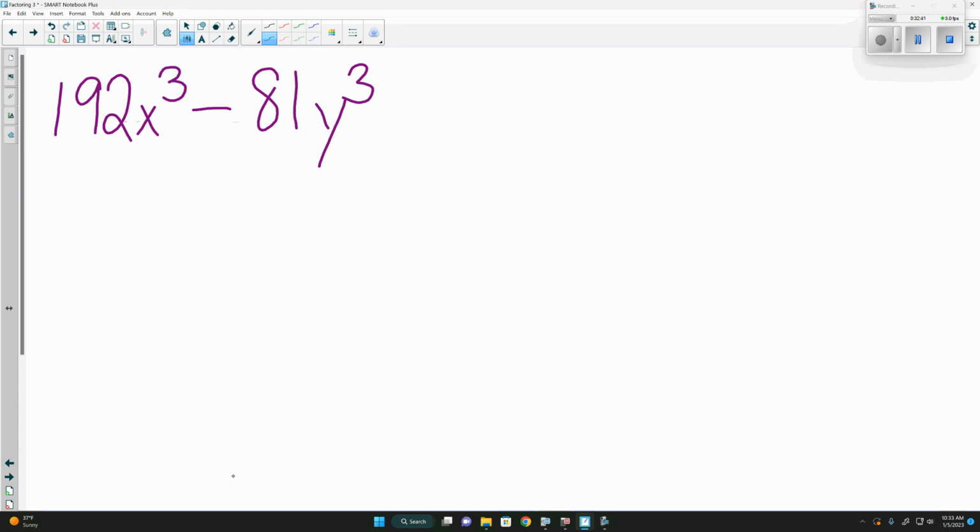Because if we add the digits up, 1 plus 9 is 10, plus 2 is 12. 12 is divisible by 3, and 81 is divisible by 3 as well. 9s is the same trick for 3s divisibility-wise. You add them together, and they have to be divisible by 9. 81 is divisible by 9, because we know it's 9 times 9. 192 is not. So all this means is that we're going to factor a 3 out. So this one here is a difference of perfect cubes. It just has a greatest common factor first.